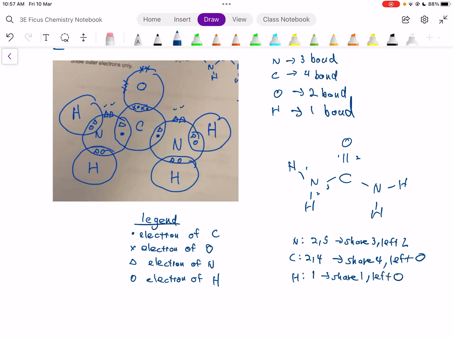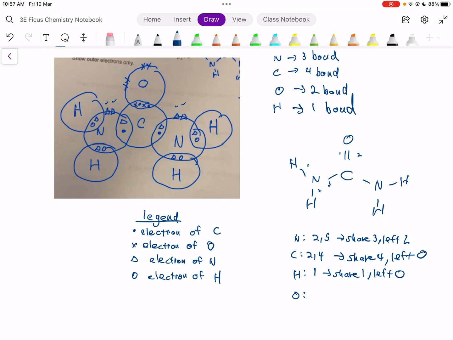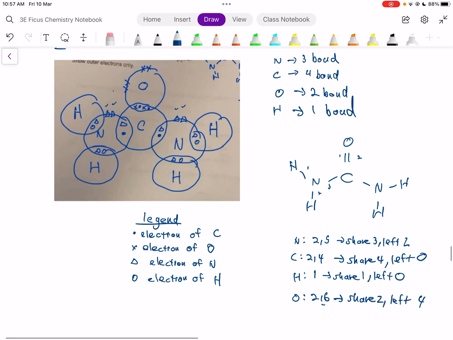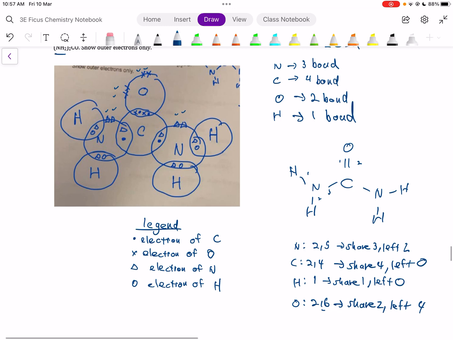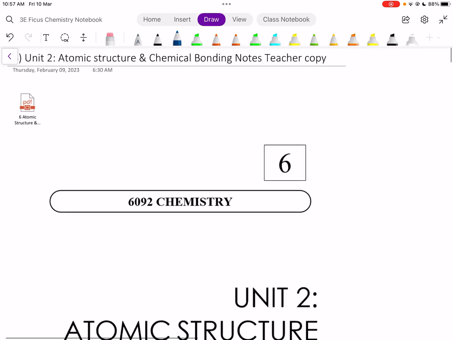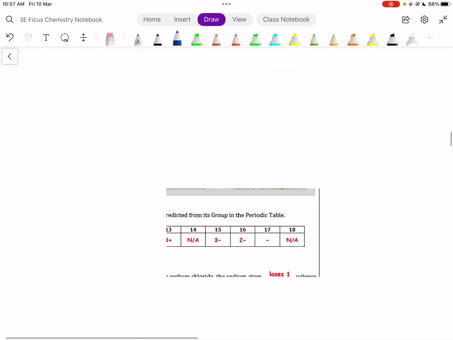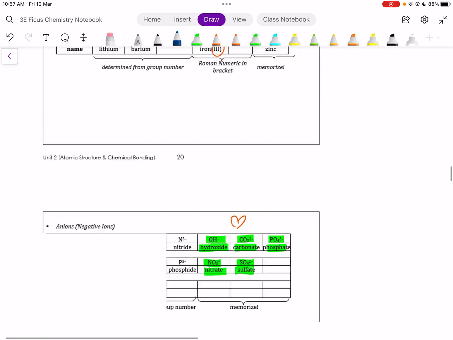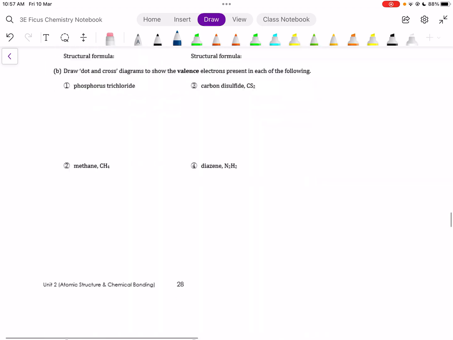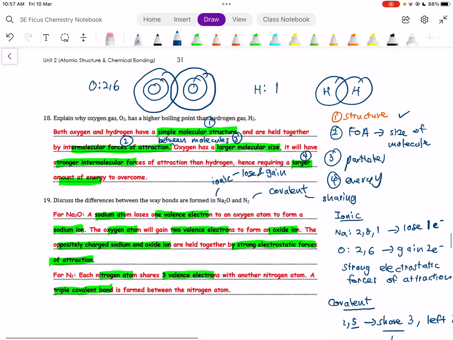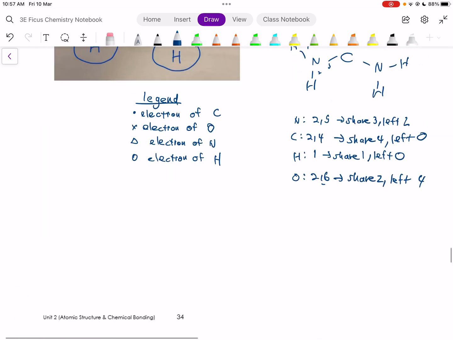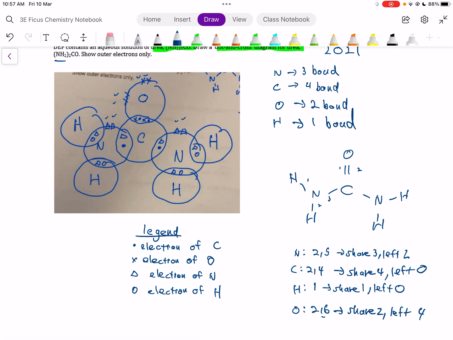And finally oxygen 2, 6. So share 2, left 4. So the 4 are over here, 1, 2, 3, 4. All right, then I'm done. Sorry, suddenly it goes to the top of the page. So yeah, this is the one for urea. You can ponder over it over your March holiday.